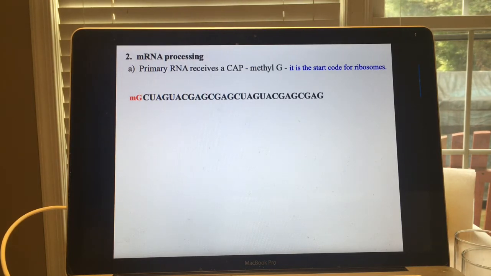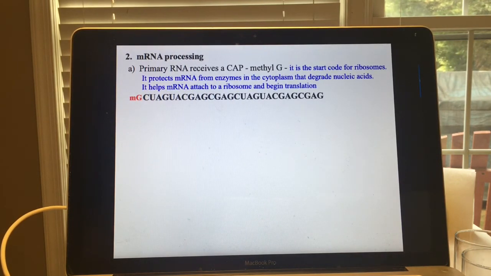I kind of like to think of it a little bit like the little plastic aglets on the ends of shoelaces. Just like the aglets on your shoelaces protect your shoelaces from degrading and coming unwound, this protects messenger RNA from enzymes that are hanging out in the cytoplasm, whose job is to break down nucleic acids, and they are called nucleases. It helps messenger RNA also attach to the ribosome and begin translation.